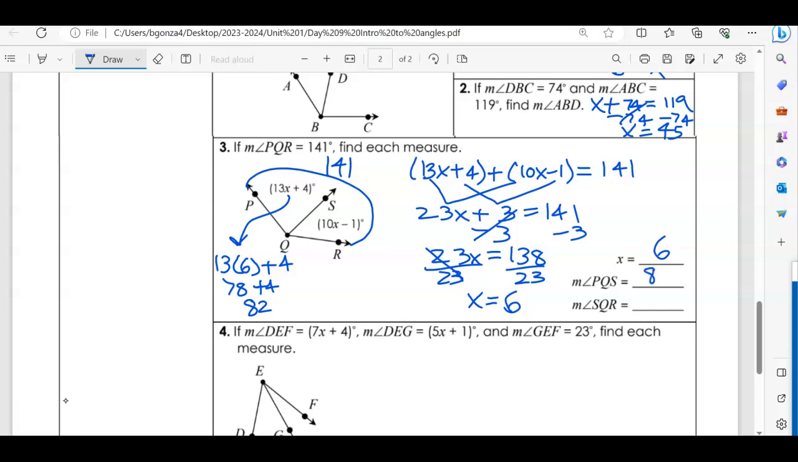So PQS is 82. What about SQR? From S to Q to R is right here. Replace x with 6. So 10 times 6 minus 1. 60 minus 1 is 59. All right.